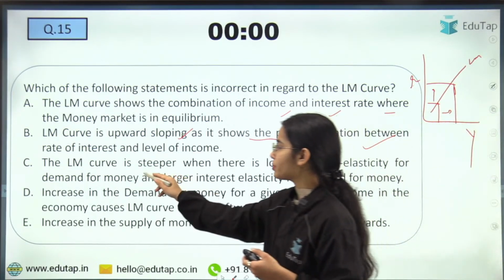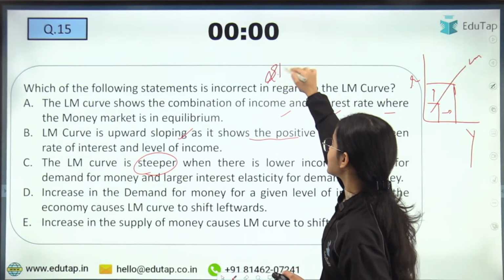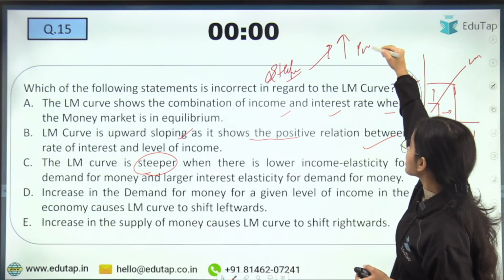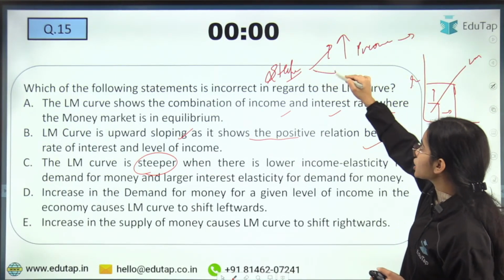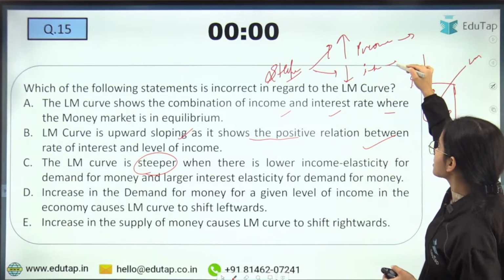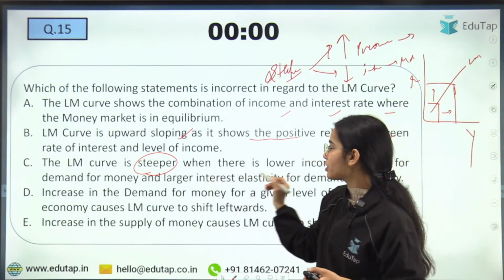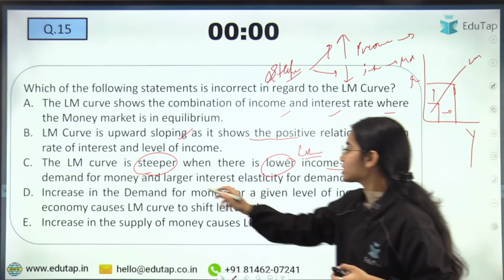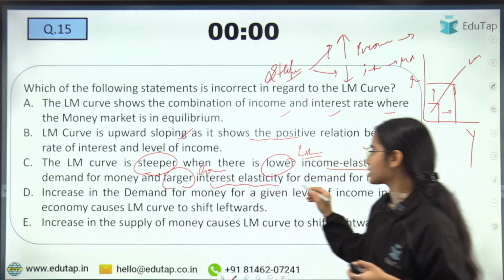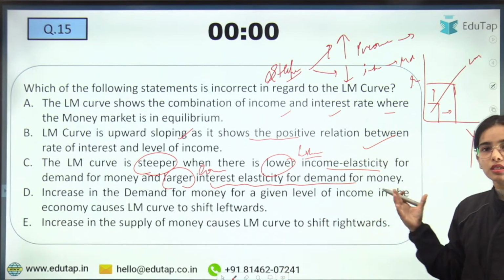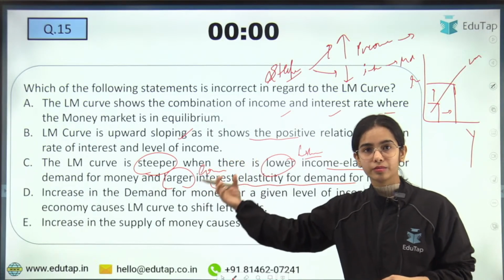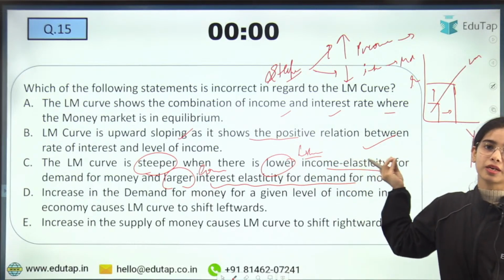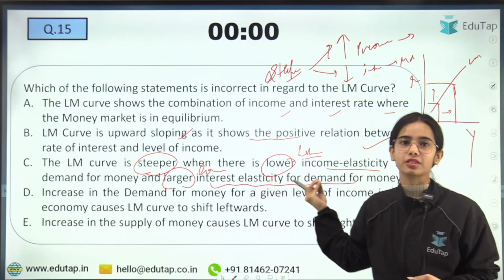Now, the LM curve is steeper. Remember this: the LM curve is always steeper when there is high income elasticity of demand for money and low interest elasticity of demand for money. So this is the idea. C is the incorrect statement because the LM curve is steeper when there is larger income elasticity of demand for money and lower interest elasticity of demand for money.